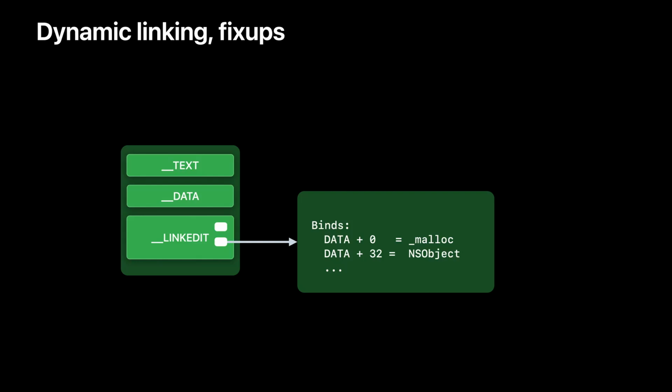Binds are symbolic references. That is, their target is a symbol name and not a number. For instance, a pointer to the function malloc. The string _malloc is actually stored in link edit, and dyld uses that string to look up the actual address of malloc in the exports trie of libsystem.dylib. Then, dyld stores that value in the location specified by the bind.